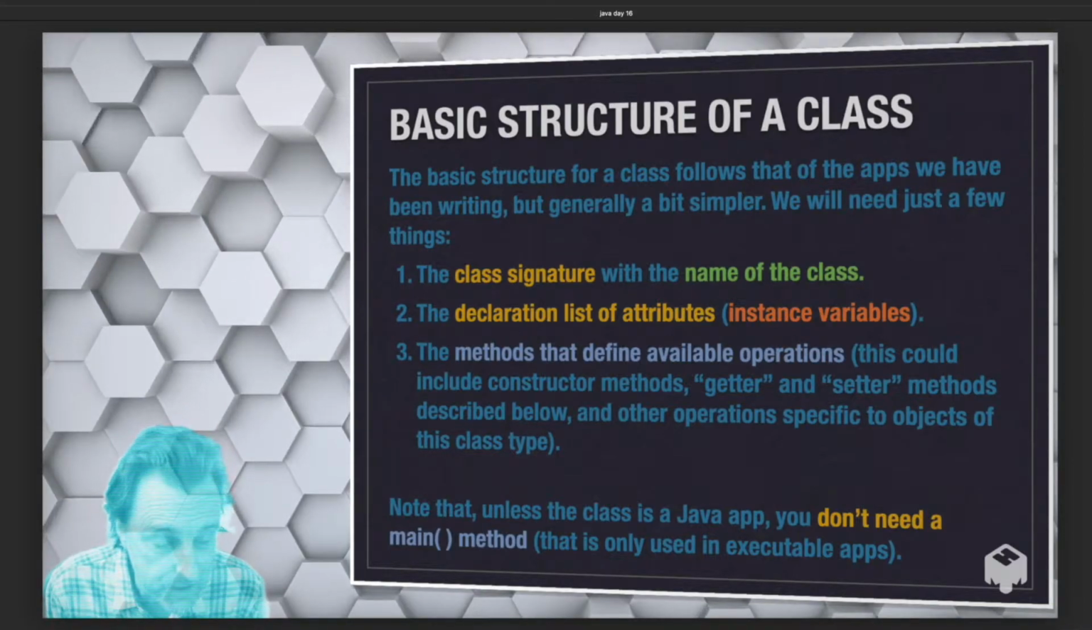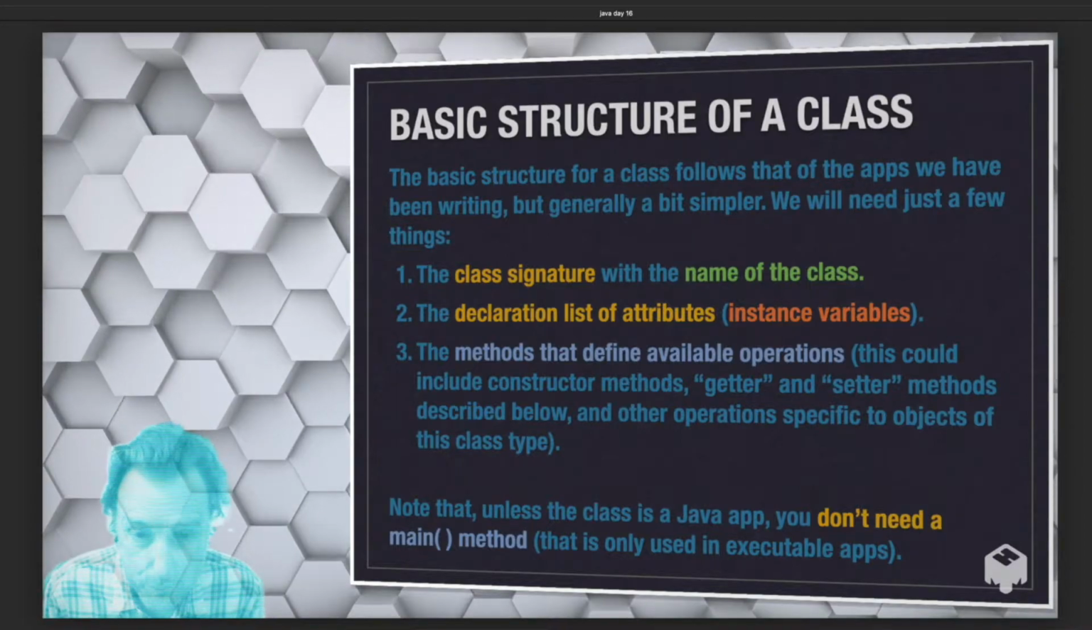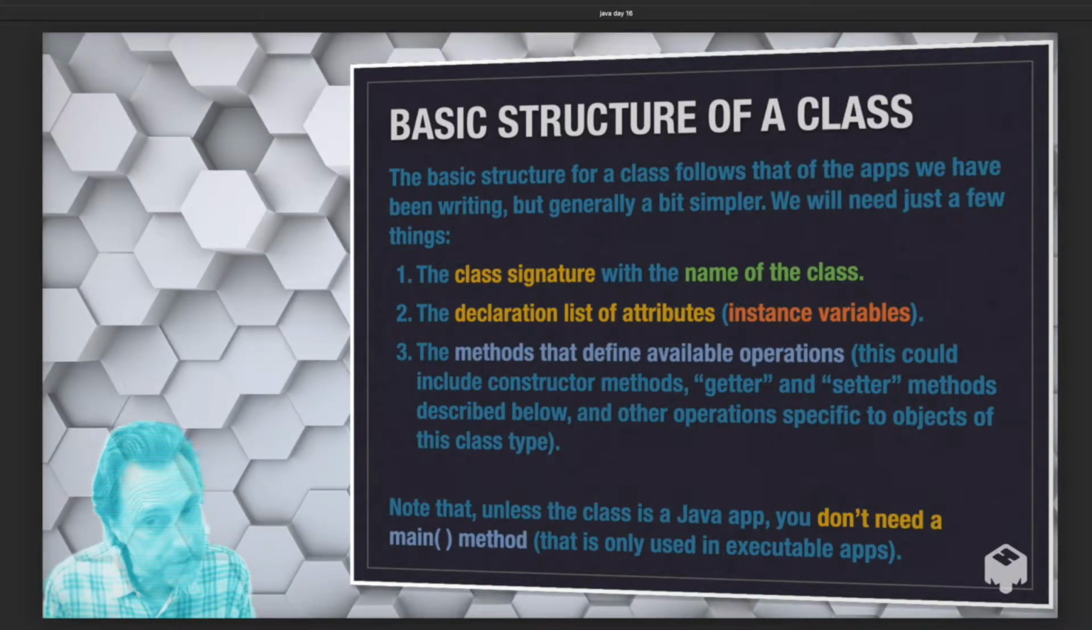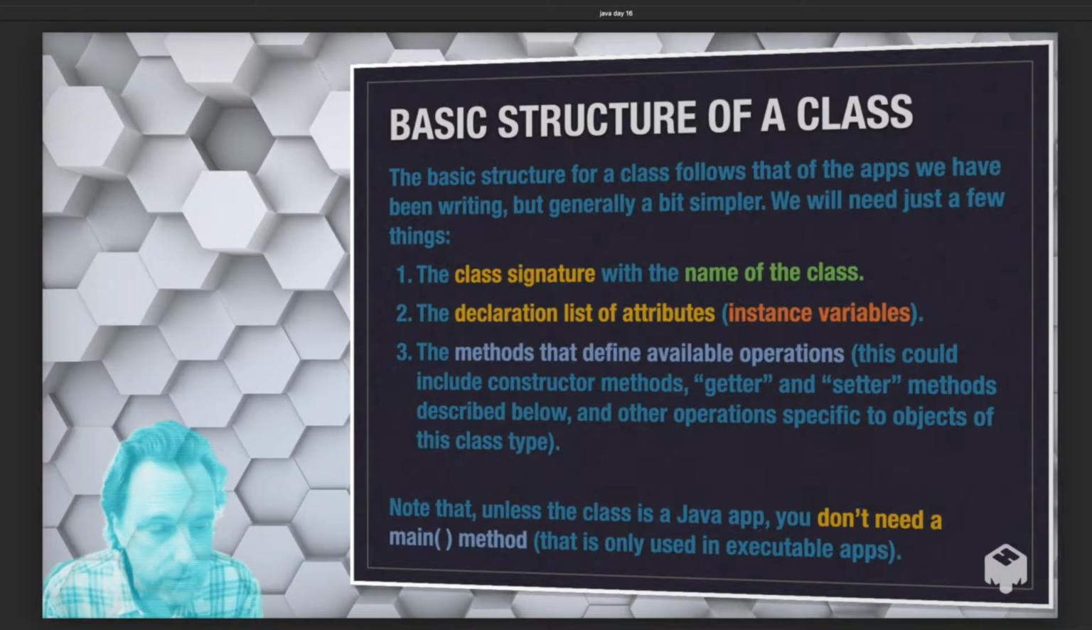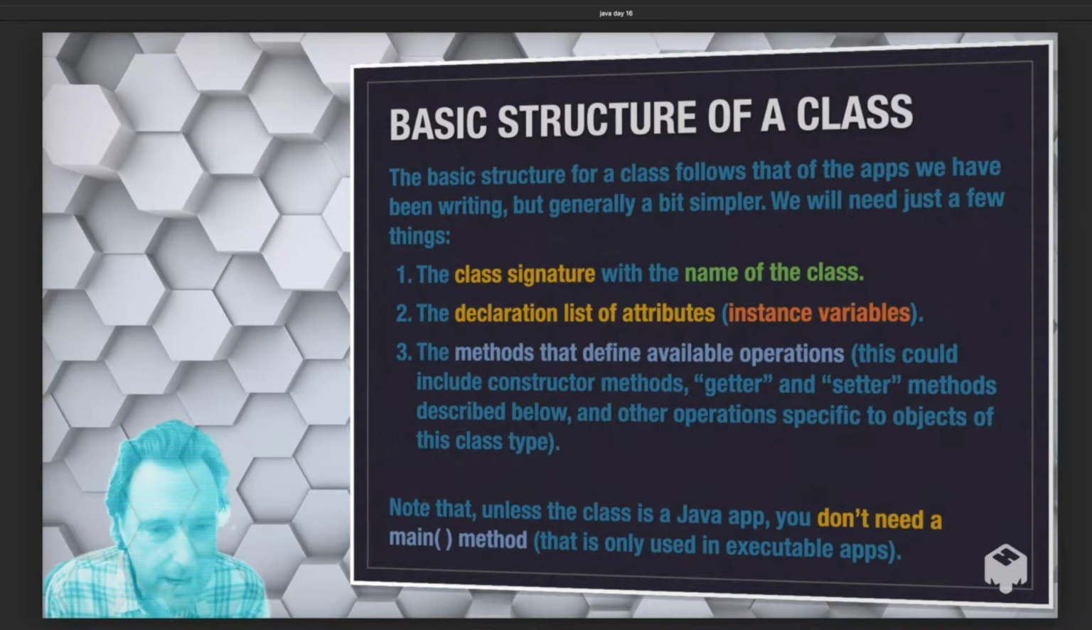One is a class signature with the name of the class. The name of the class is a valid Java identifier of some sort. Then a declaration of attributes, which is typically our list of instance variables. Again, those are defined inside of the class, but outside of any method.